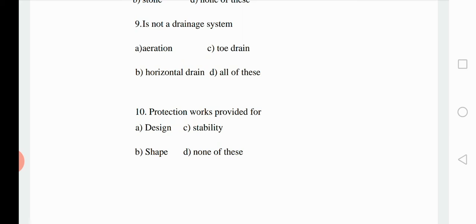The tenth one: protection works are provided for, option A design, option B shape, option C stability, D none of these. The protection works are provided for the stability. The correct answer is stability.